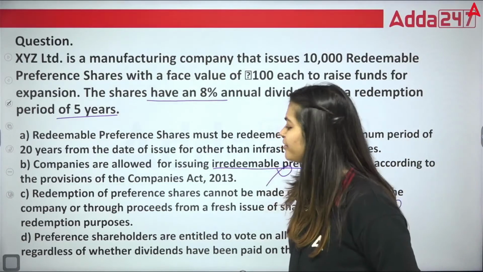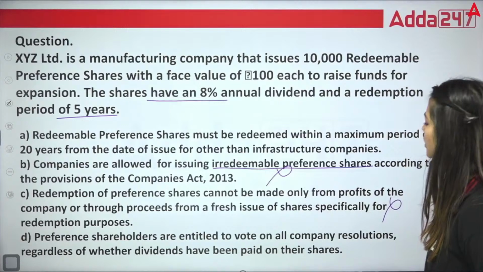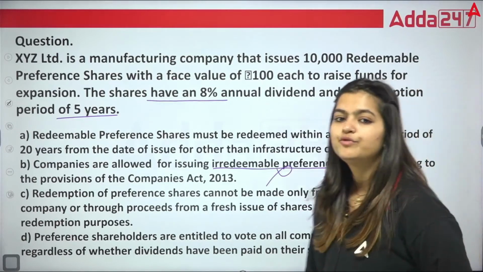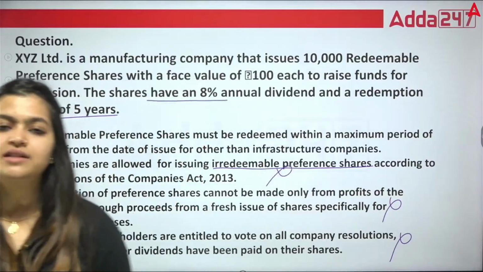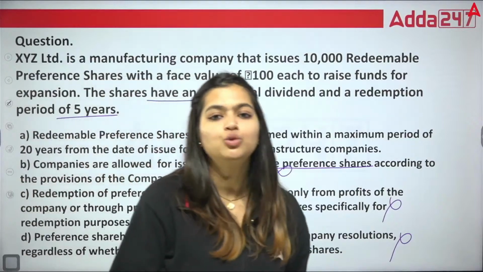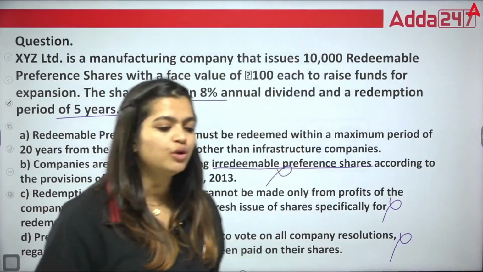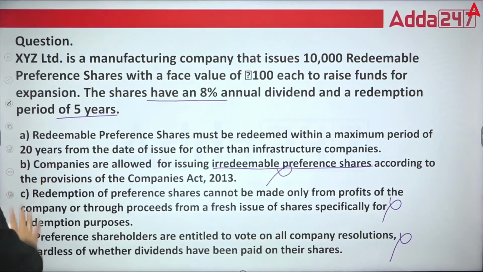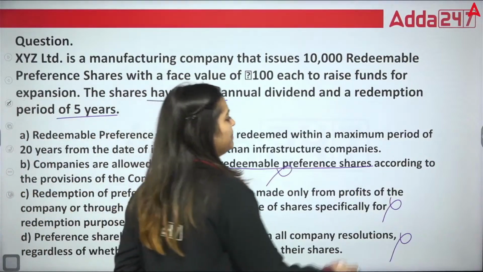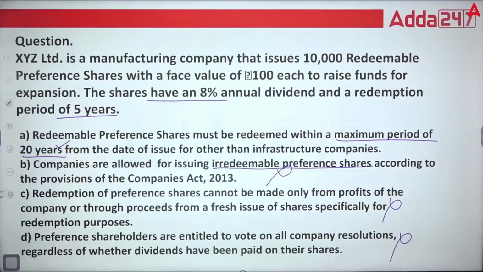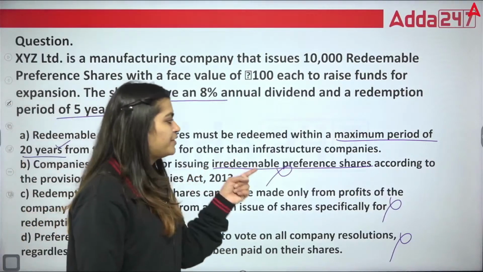Last, the D option, preference shareholders are entitled to vote on all companies' resolutions. They are not allowed to vote. They are not equity, first of all. Unless and until in their MOA they are clearly mentioning that preference shareholders can do so, only then they can. Otherwise, preference shares do not get this right of voting. So, Chali, let's see the first option also. Redeemable preference shares can be redeemed within a maximum period of 20 years from the date of issue, other than infrastructure companies. Yes, that is true.